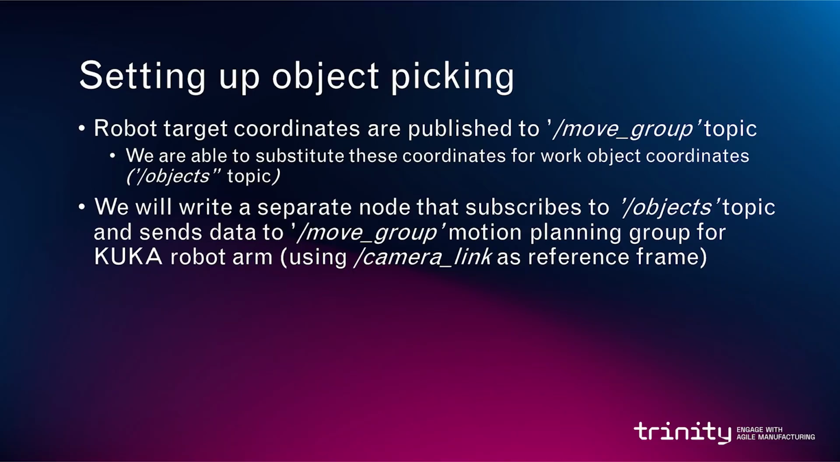The robot target coordinates are published to the move group topic, which means that we are able to substitute these coordinates for work object coordinates, which we saw in the objects topic in the previous video. We will write a separate node that subscribes to the objects topic and then feed the stream to the robot controller.